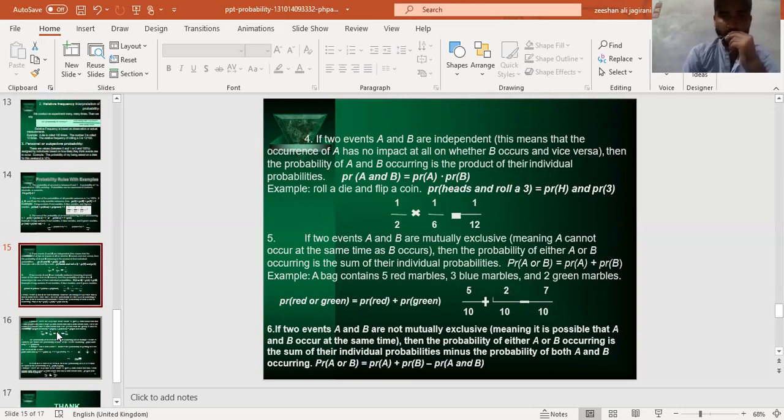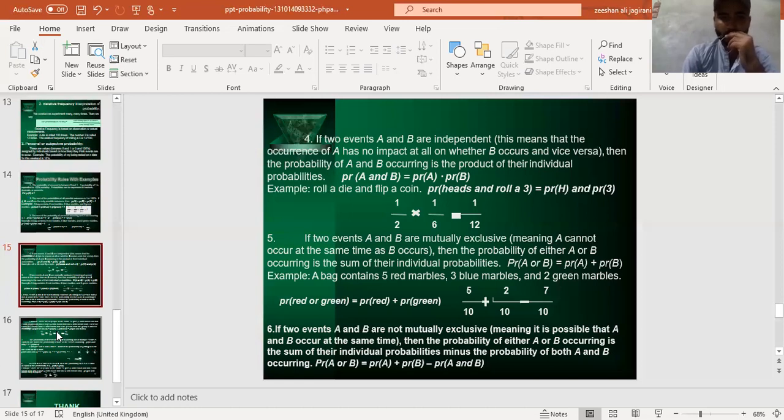Number five, if two events A and B are mutually exclusive, meaning A cannot occur at the same time as B, then the probability of either A or B occurring is the sum of the individual probabilities: P(A or B) is equal to P(A) plus P(B). Example: a bag contains 5 red marbles, 3 blue marbles and 2 green marbles. P(red or green) is equal to P(red) plus P(green), 5 upon 10 plus 2 upon 10, which is 7 upon 10.